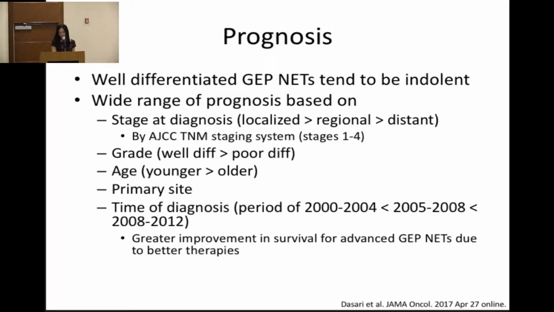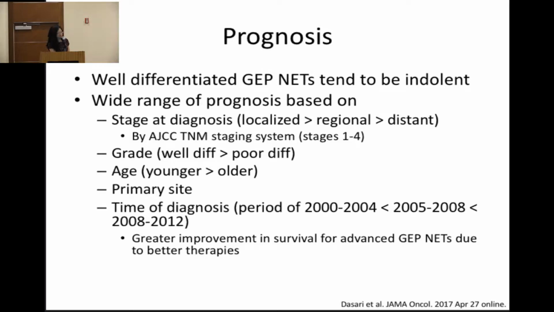So in terms of prognosis, we generally think that well-differentiated GEP NETs are indolent tumors. But again, as I said, it encompasses a wide range of tumors with different biology and behaviors. And the recent data that I showed from the SEER database indicated that there are a couple of prognostic factors.